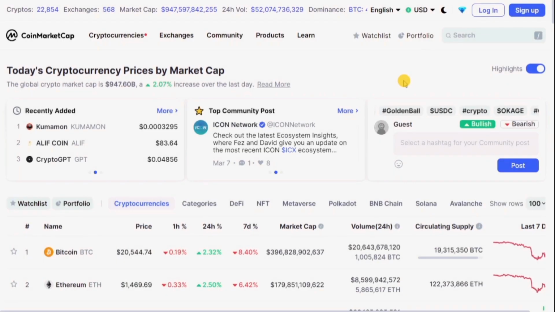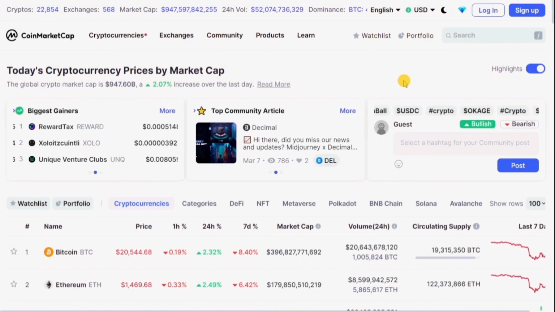But before getting into the website on my screen and telling you what it is all about, I have to tell you what it does. These websites provide real-time market data and analysis, including the current price of the cryptocurrency, market capitalization, trading volume, and more. So this is CoinMarketCap.